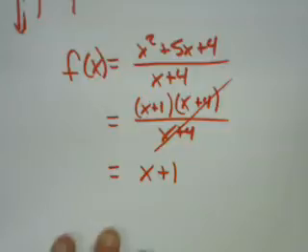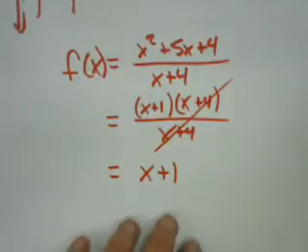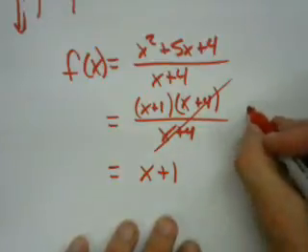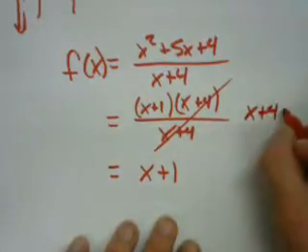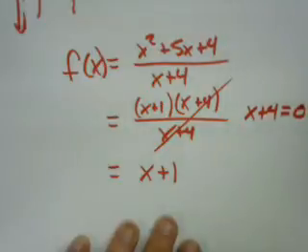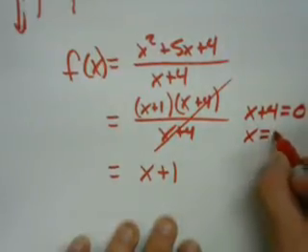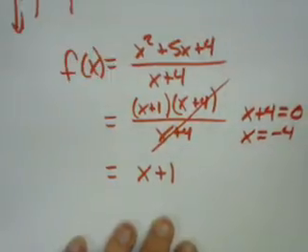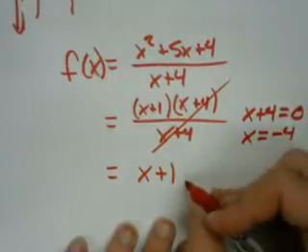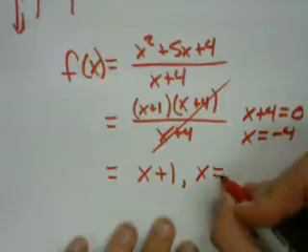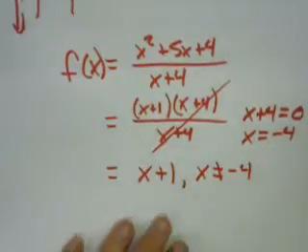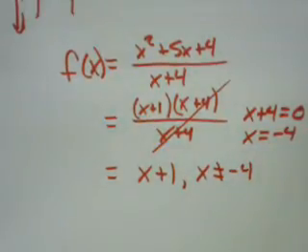However, you'd be wrong to say the original equation was x plus 1, or else we would have written it like that. What we say is x plus 4 is what we canceled out. That when that equals 0, we still have a problem. I subtract 4, I get x equals negative 4. Okay? So that means, comma, x cannot be negative 4. And that's how I'd actually draw that.